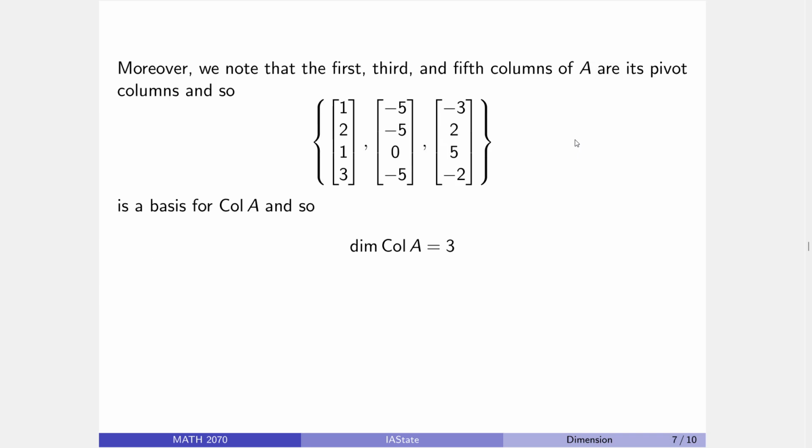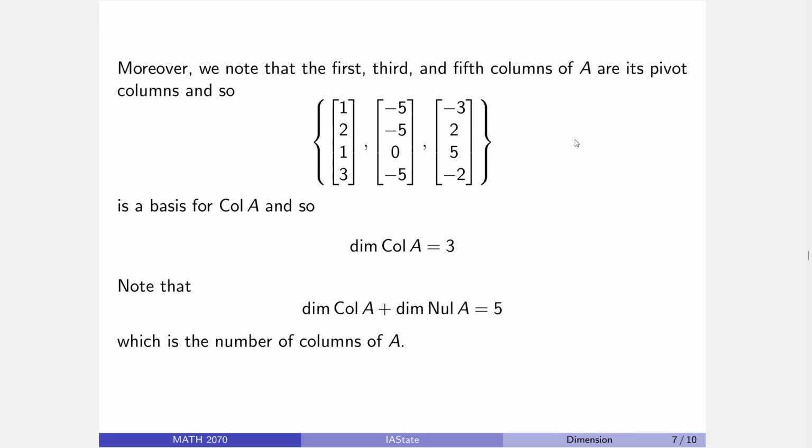All right. Now, furthermore, we know then that the first, third, and fifth columns are the pivot columns, and so then we can pick those out of the original matrix, and that gives us a basis for the column space. And note, the dimension of the column space here is 3. The dimension of the column space plus the dimension of the null space is equal to 5, which just so happens to equal the number of columns.